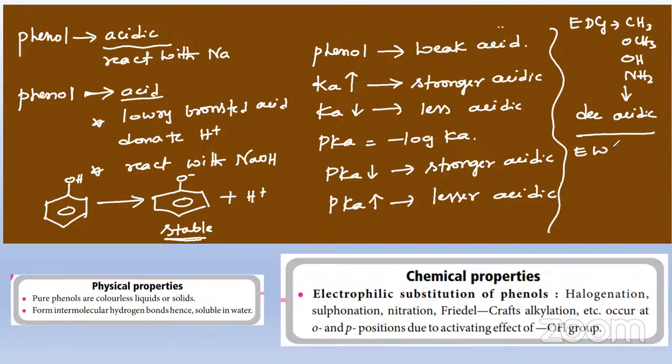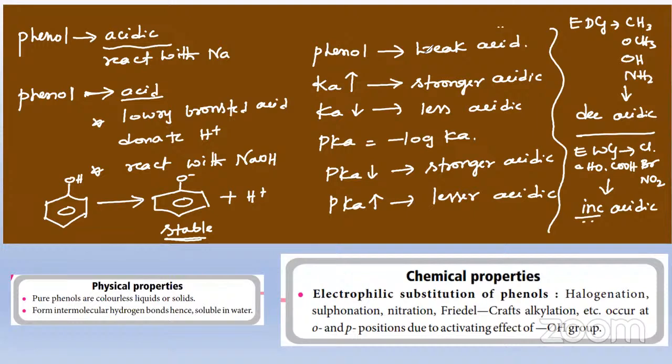So electron withdrawing groups, like chlorine, bromine, halogens, nitro group, all these groups will in fact increase acidic nature. Just remember this one. You can take a screenshot. Aldehyde groups, ketone groups, carboxy groups, these will increase acidic nature. We call them electron withdrawing groups. So this much you should remember in acidic nature of phenol.